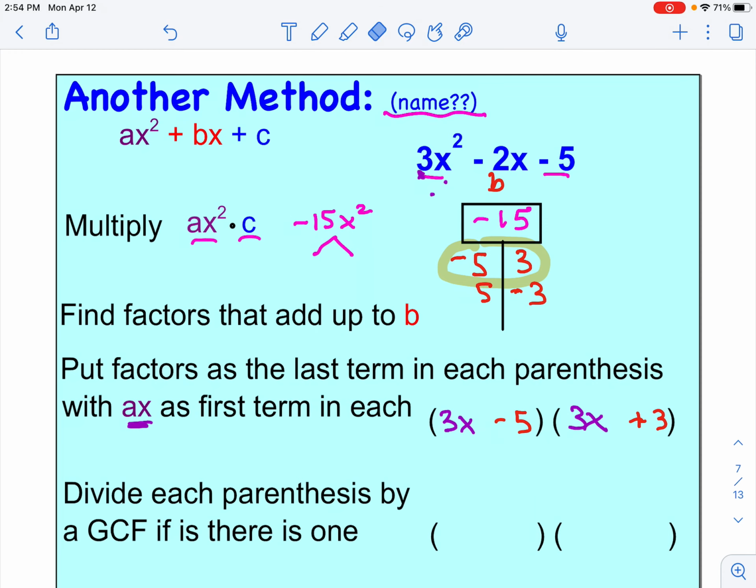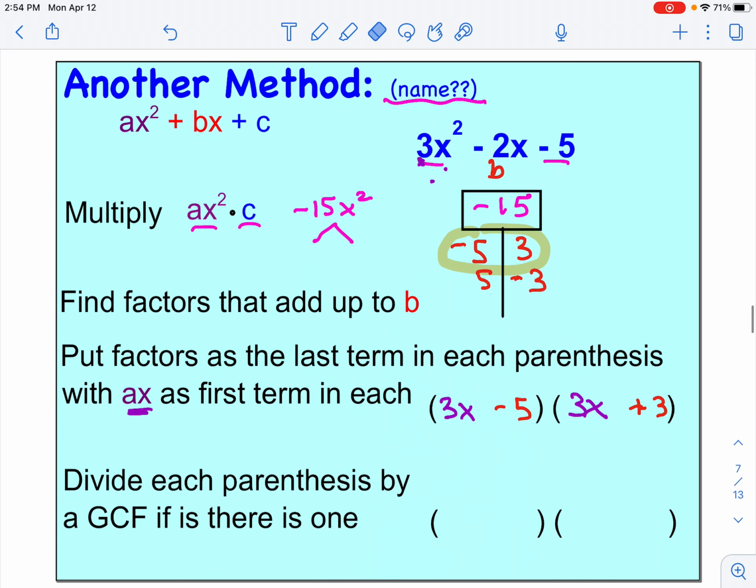And so what we do to eliminate the problem is, it seems kind of unnatural maybe, but we're going to divide each parenthesis by a GCF if there is one. Well, there is no GCF between these two terms, so I'd just be dividing by 1, or not dividing at all. If I divide this by a GCF, a 3 goes into each one, so I divide each term by 3 and I would get x plus 1.